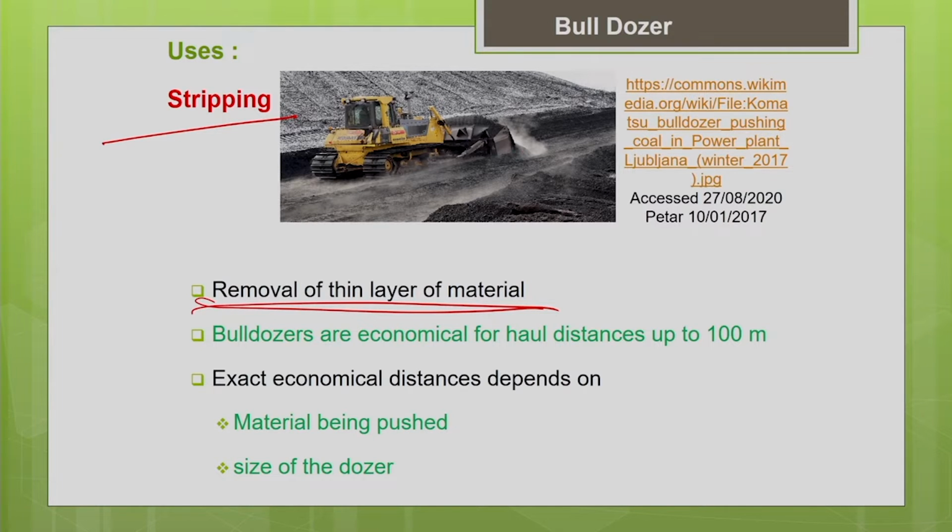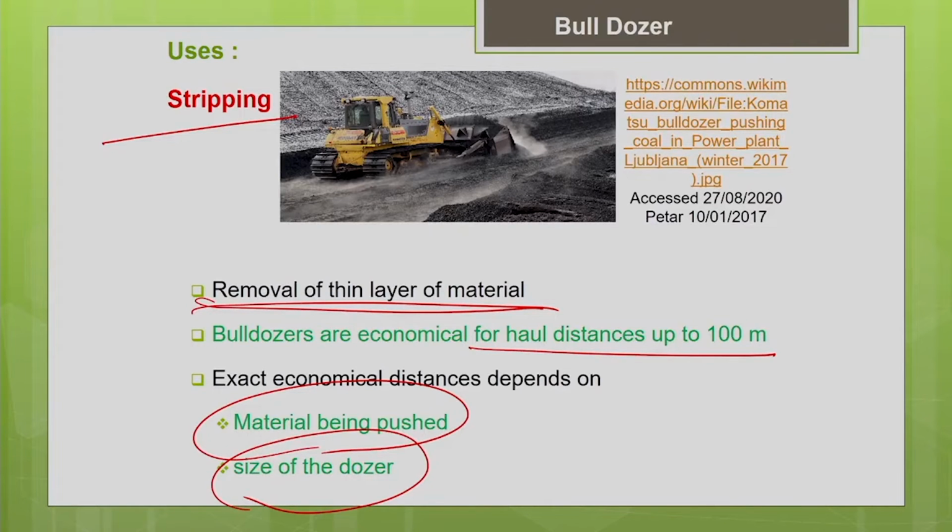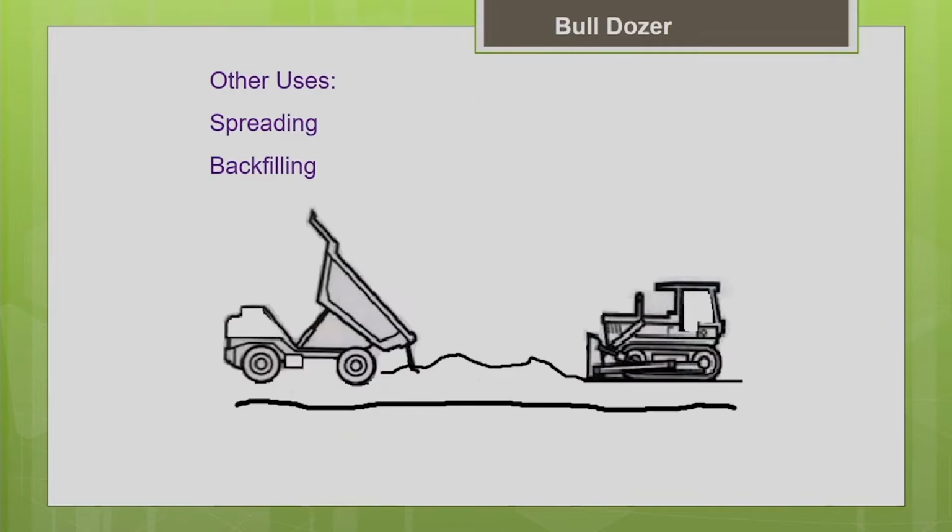As I told you, the bulldozer is economical only for a haul distance up to 100 meters. The actual distance depends upon the size of your dozer and also the material which you are pushing. If you are pushing a cohesive material, it is easier for the bulldozer to push, so you can have a little greater haul distance. But if you are going to push sand, which is non-cohesive, your haul distance is going to be reduced further. It depends upon the type of material you encounter in your project site. So what are the other uses?